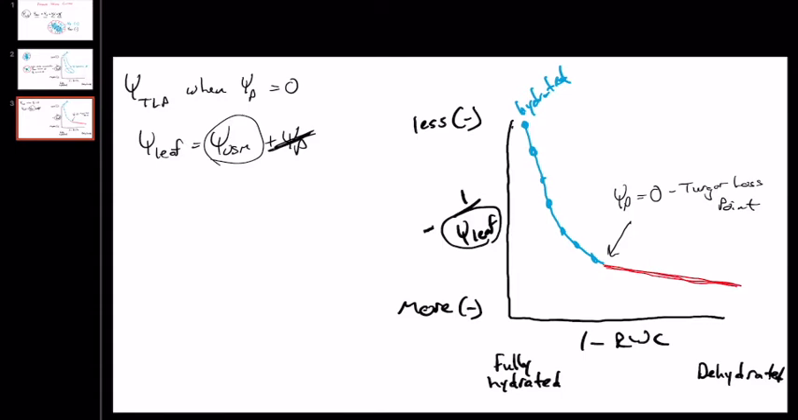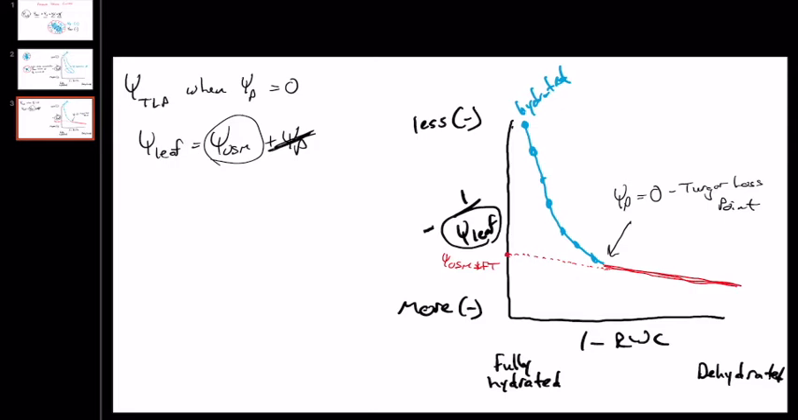And so what we can do is if we extrapolate this linear line back to the intercept, we can infer what the osmotic potential was at full turgor. All right, so that point is the osmotic potential at full turgor. All right, so that tells us the sugar concentration kind of when the cell was full of water.